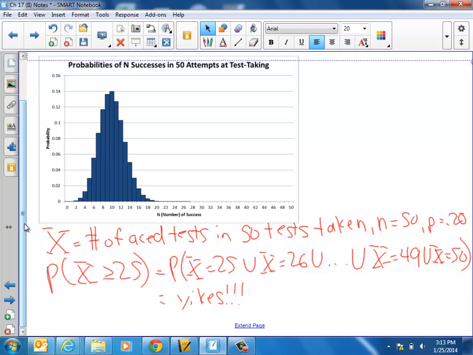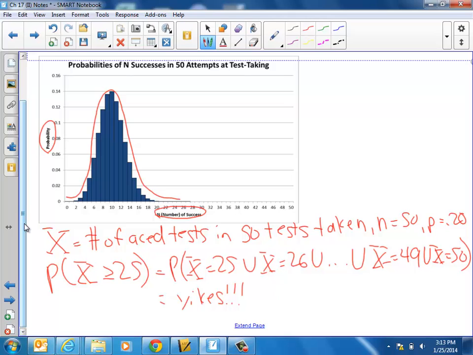Instead, the reason I presented this histogram to you of the probability of successes in 50 independent tests being taken is that I want you to see basically just the shape of this graph. You can see very clearly here that the shape of this histogram is very much the shape of a normal model. And that's going to be our saving grace on this problem.